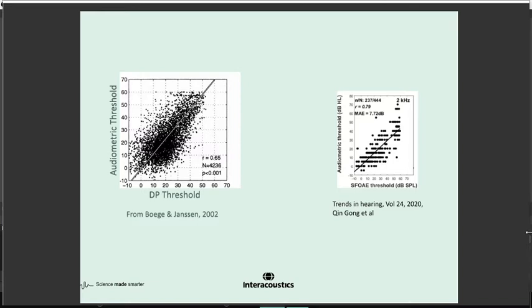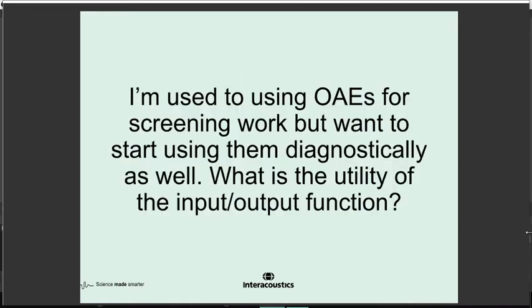But there clearly is some level of relationship, and other people have extrapolated or attempted this with other methods. The graph on the right uses a stimulus frequency emission in the hope that it was more accurate, and it is slightly more accurate, but still not good enough to give an individual prediction.